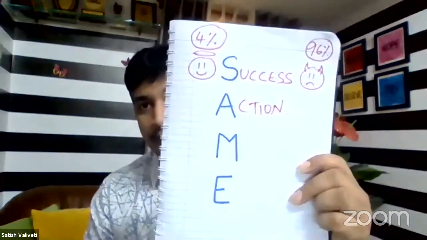So why? When the research was done on the top 4%, you know what they found out, friends? From the psychological perspective, they understood what differentiates the top 4% from the 96%. You know what differentiates them, friends? One word. And that word, my friends, is A. In SAME, S is success. A, write down. A stands for action. Please write down action.